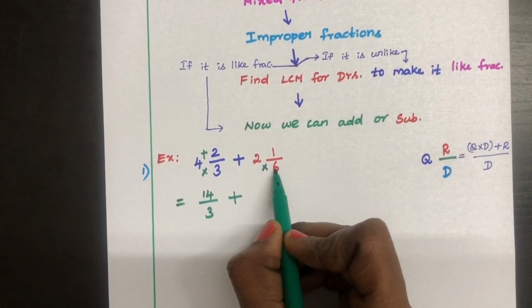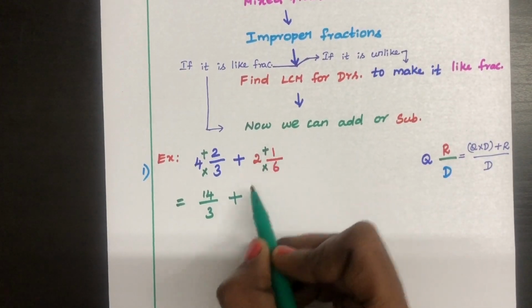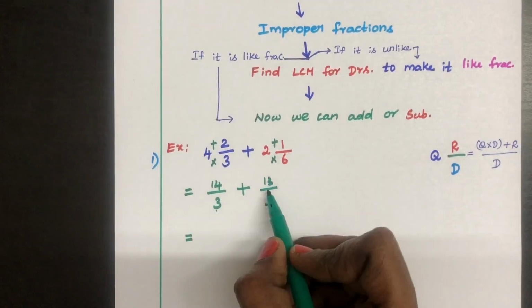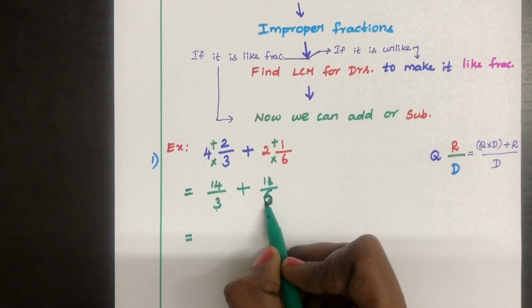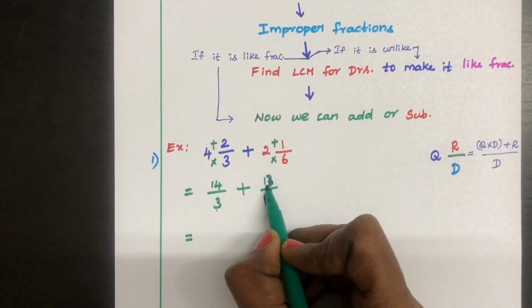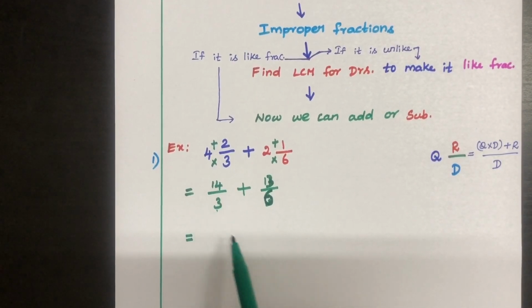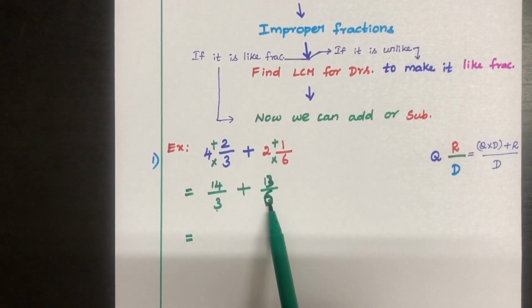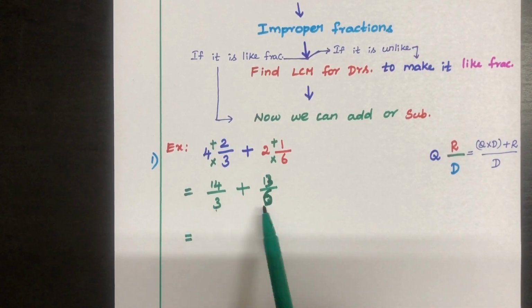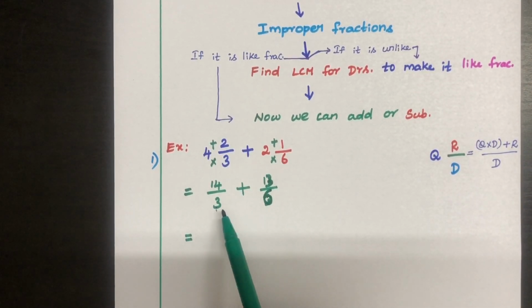2 into 6 is 12. 12 plus 1 is 13. 13 divided by 6. 13 by 6. So, see here, it is unlike. Do you see the denominators? Denominators are different. So, we need to make it a like fraction.